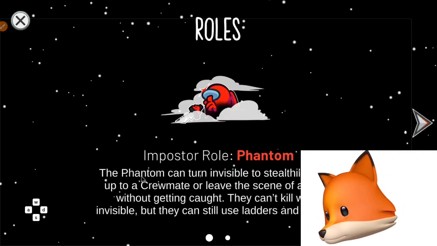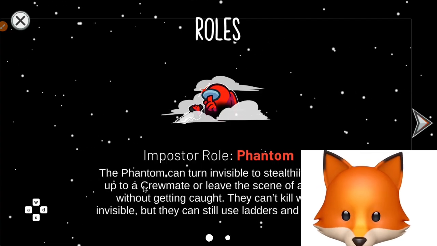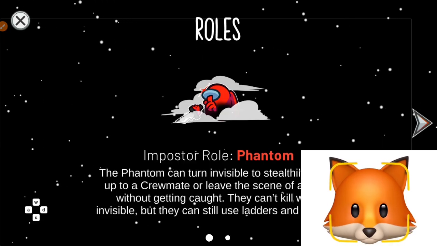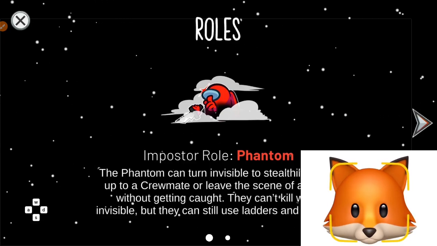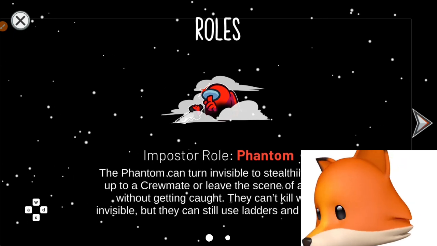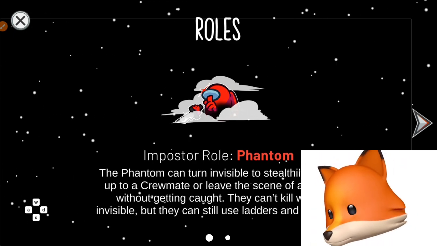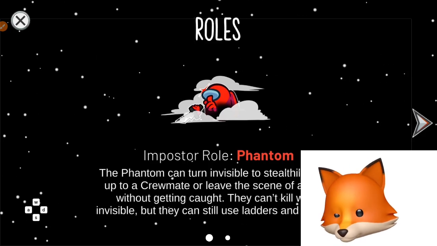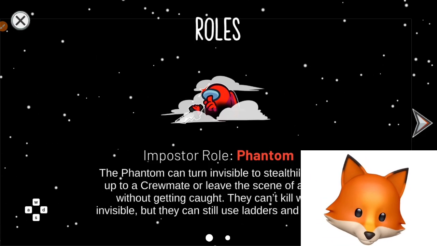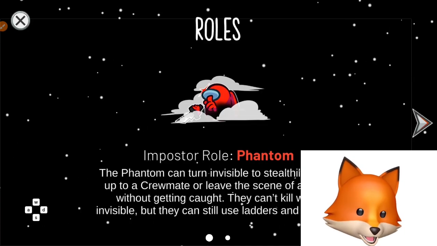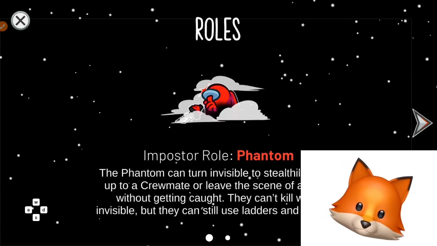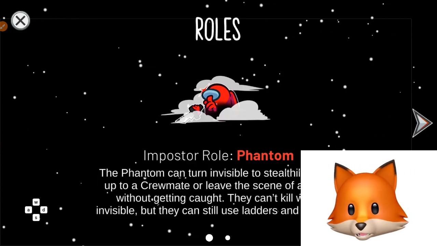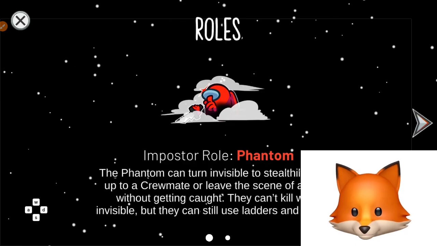Now we have the phantom. Finally, we get the imposter roles. The phantom can turn invisible to stealthily sneak up to a crewmate or leave the scene of a crime without getting caught. They can't kill while invisible, but they can still use ladders and zip lines, which are in the newer maps. Well, not really anymore, because they're very old now. But there are two newer maps, and all the other ones, and yeah, those have zip lines and ladders and stuff.